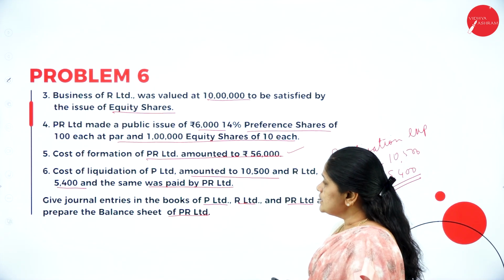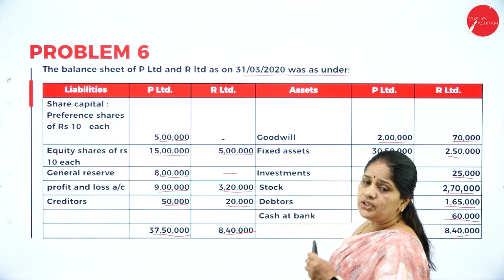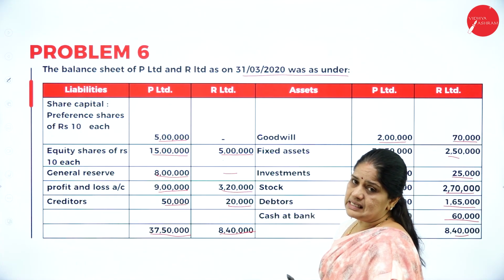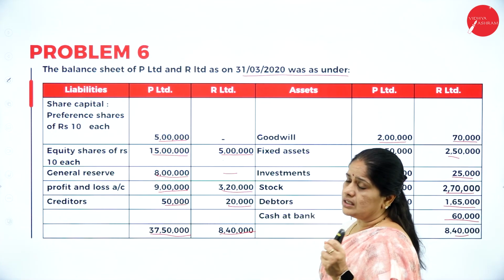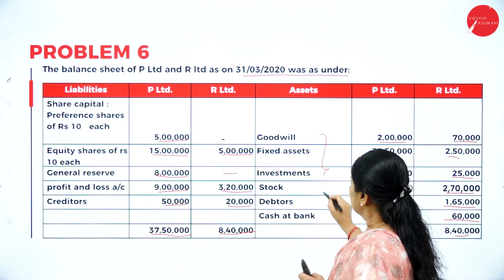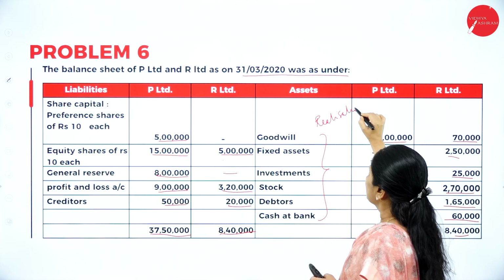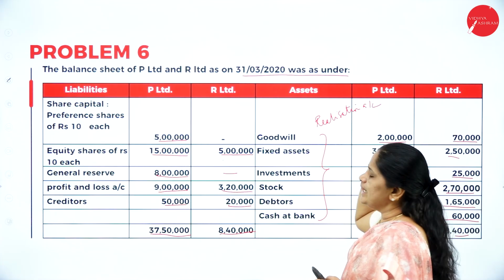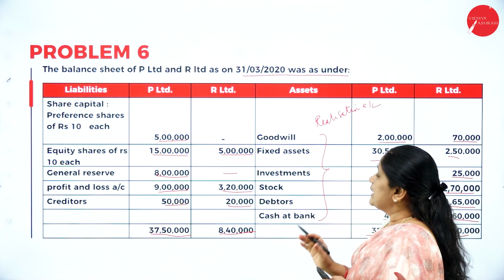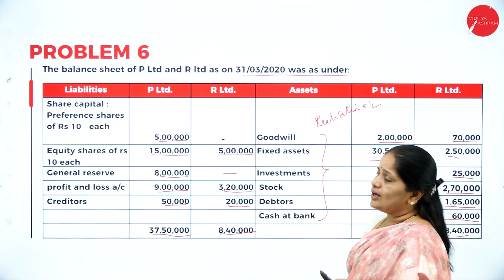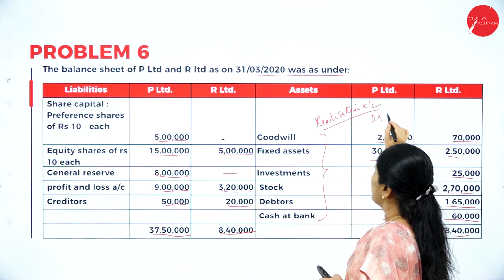Now, whenever we are given a problem of this kind, the first thing is we have to transfer all the assets to the realization account, whether they are taken over or not. So all the assets go to the realization account. Only if cash is taken over should it be transferred. If they mention cash is not taken over, don't take cash. But otherwise, whether they are taken over or not, we have to transfer all the assets to the realization account debit side.